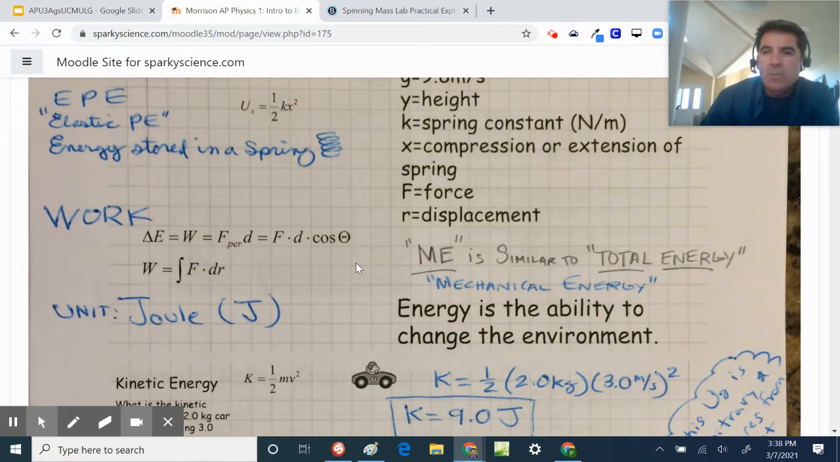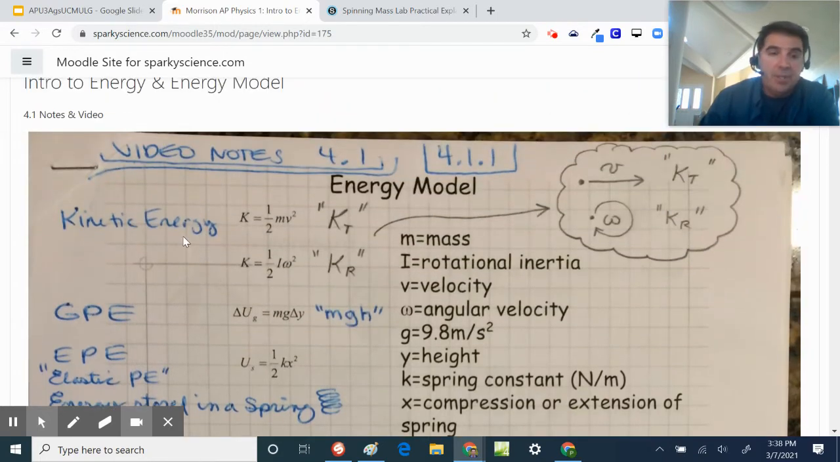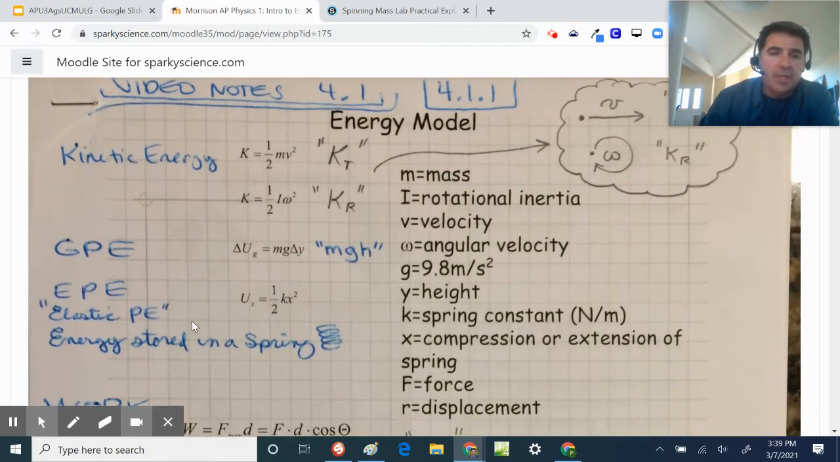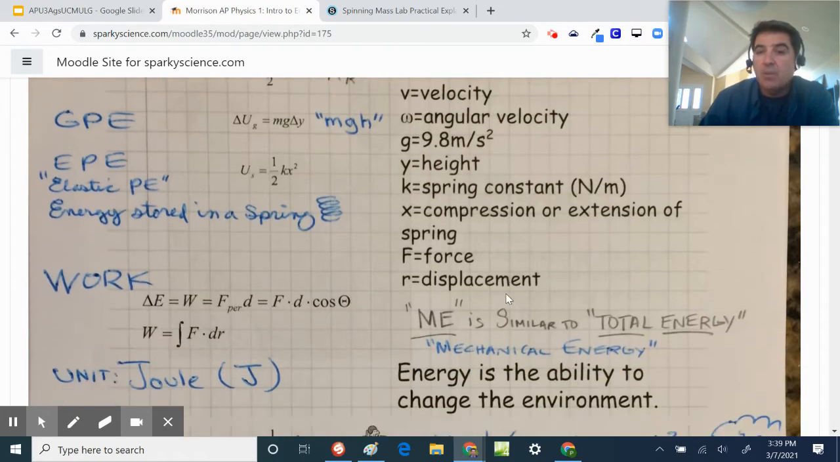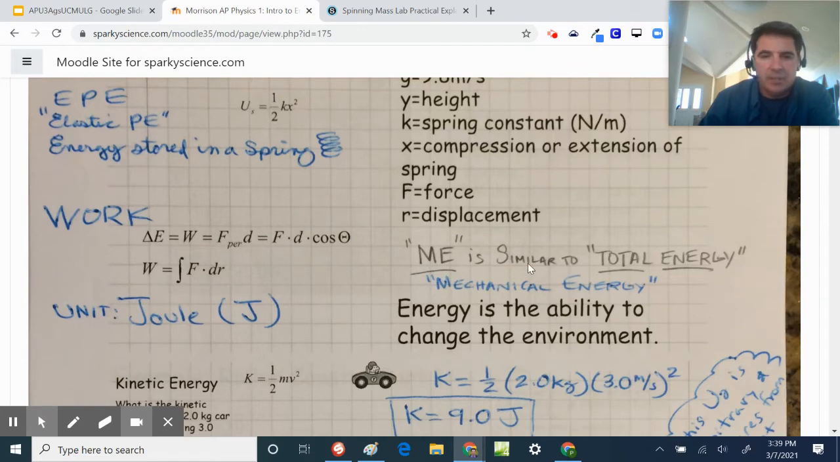So in the end, we have something called mechanical energy, which is similar to total energy. When we add up all of the energies, kinetic energy, gravitational potential energy, and elastic potential energy, you get mechanical energy, which is kind of the total of them. And we'll see how that applies in a little bit.